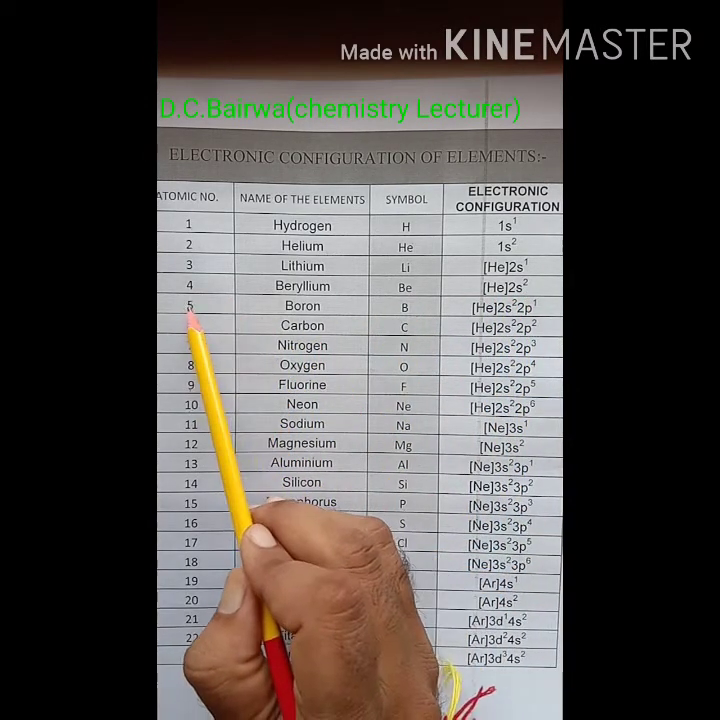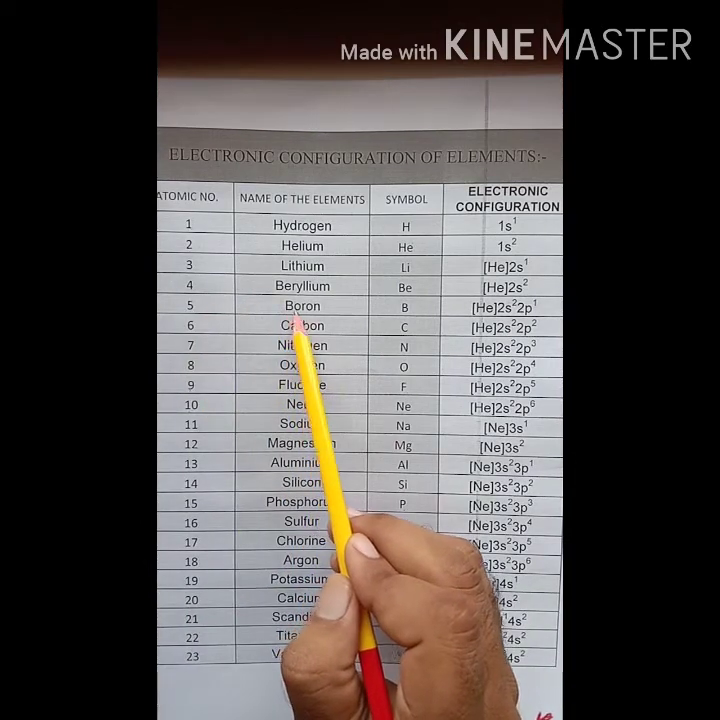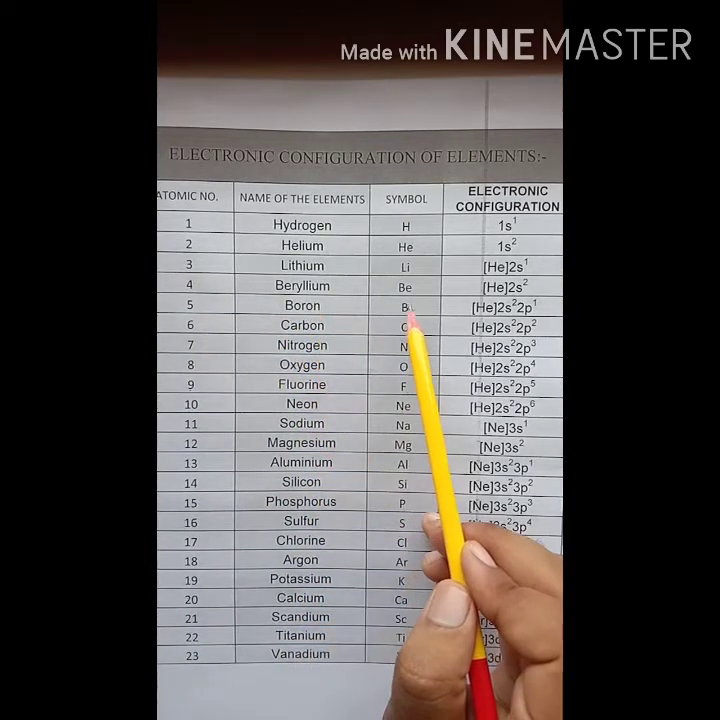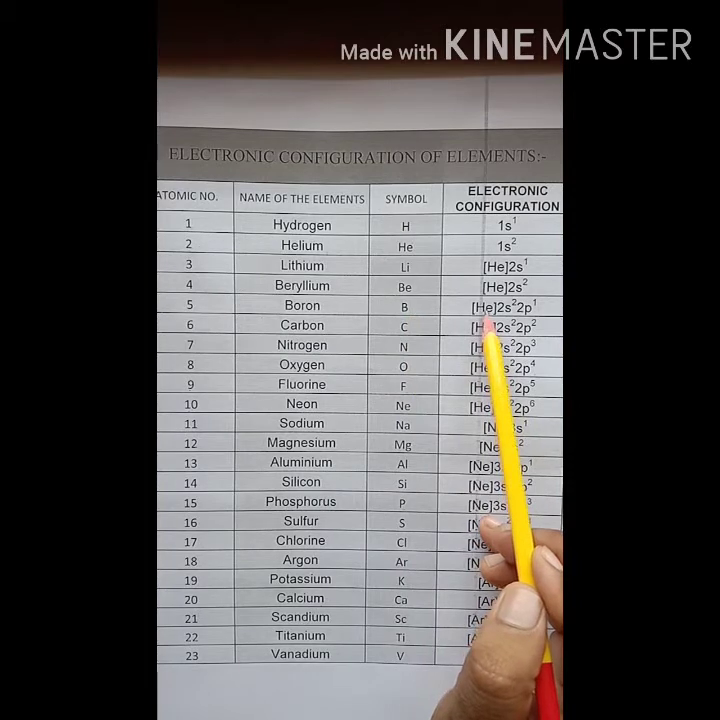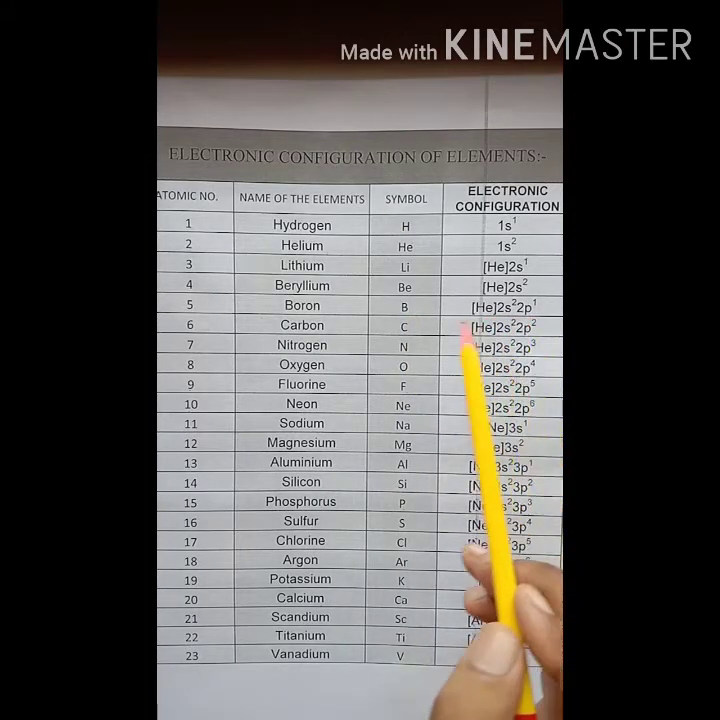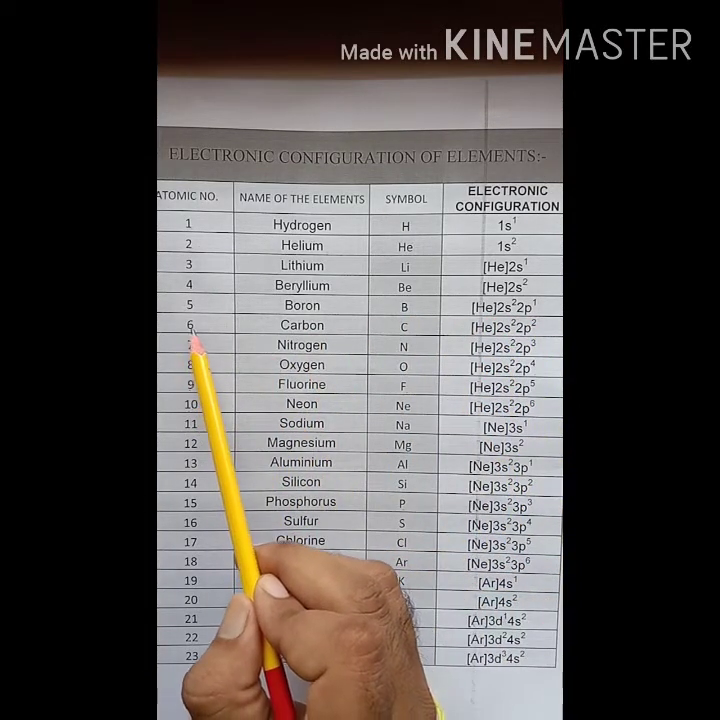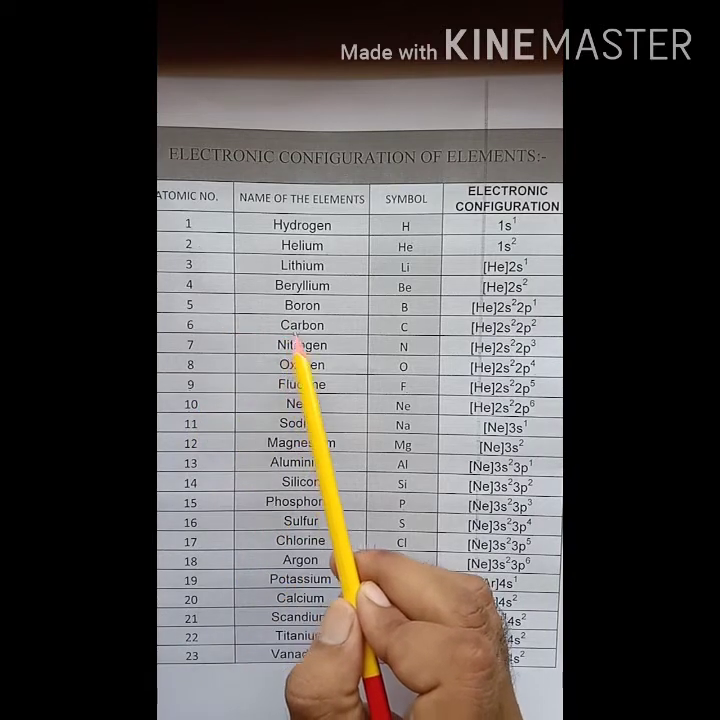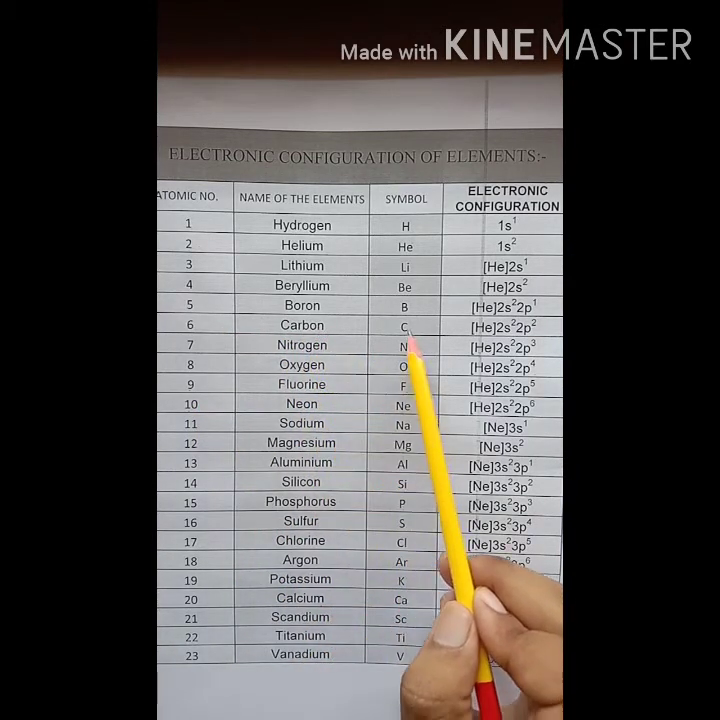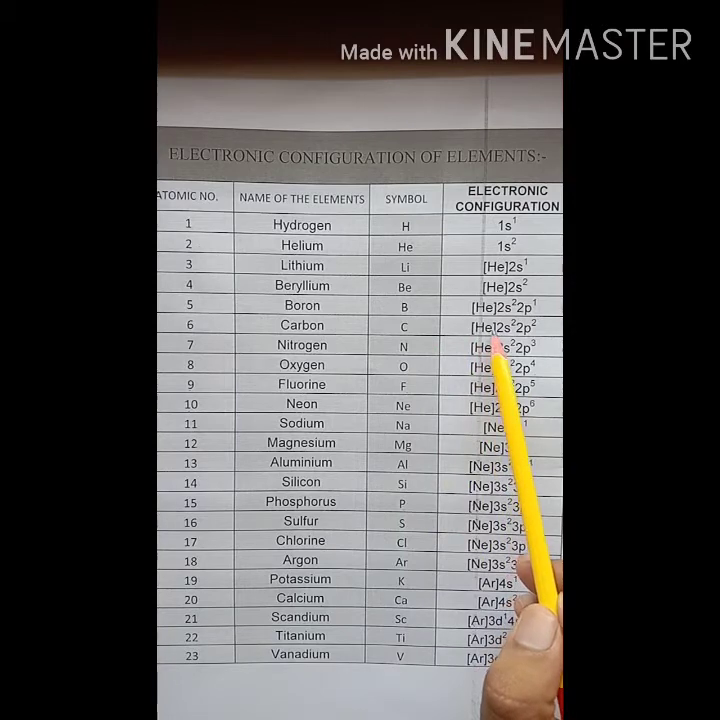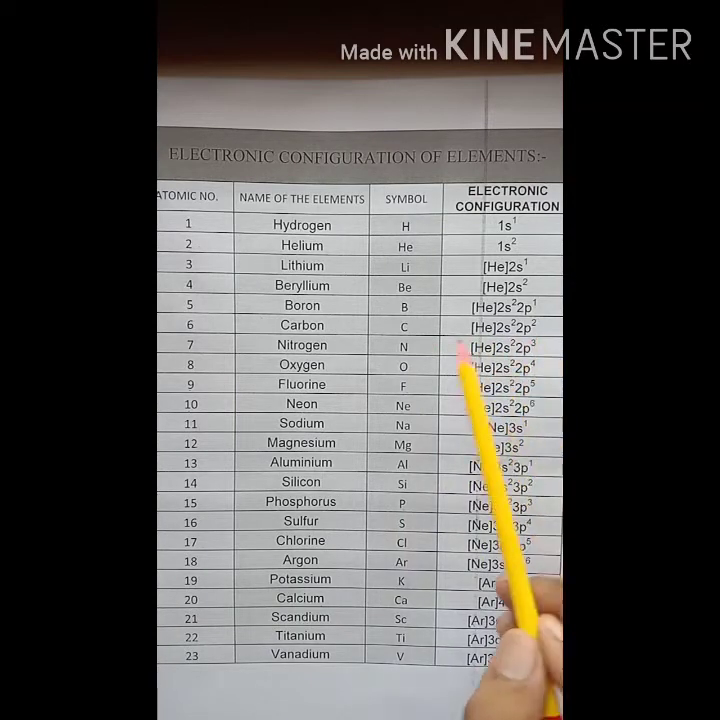The next atomic number is 5. Name of the element is boron. Symbol is B. Electronic configuration is [He] 2s2 2p1. The next atomic number is 6. Name of the element is carbon. Symbol is C. Electronic configuration is [He] 2s2 2p2.